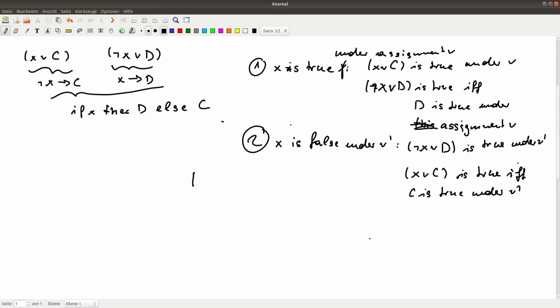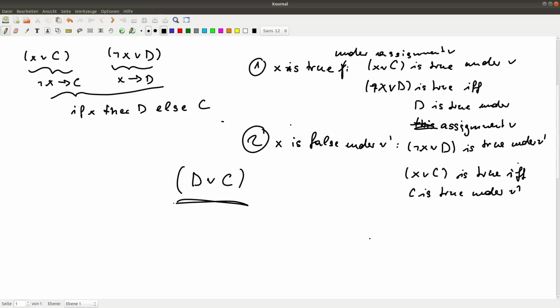And if we now have the clause D or C, doesn't matter, then this clause is true under V if D is true under V, and it's true under V prime if C is true under V prime. And since we have a disjunction, in both cases, if we find an assignment that satisfies the two clauses, we also have an assignment that satisfies this clause. And therefore, it does not destroy the satisfiability of a formula if we add this clause.